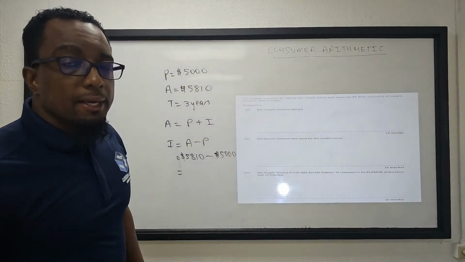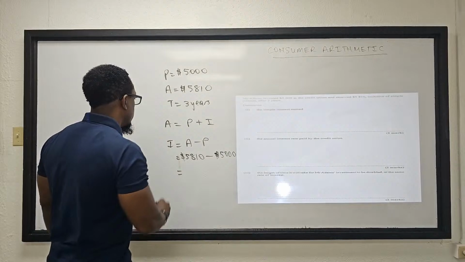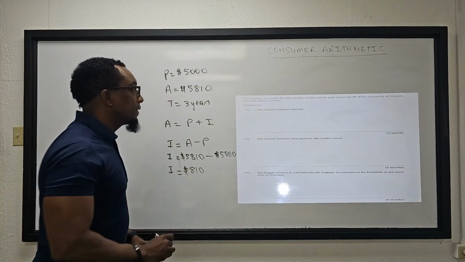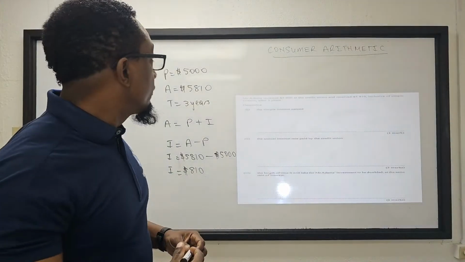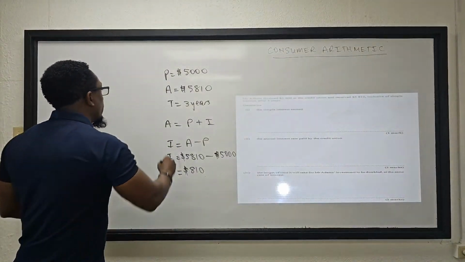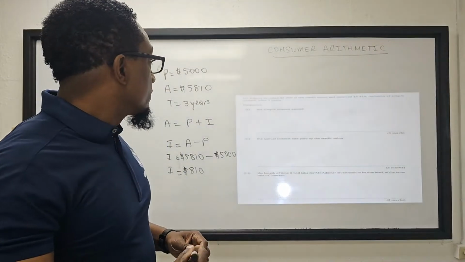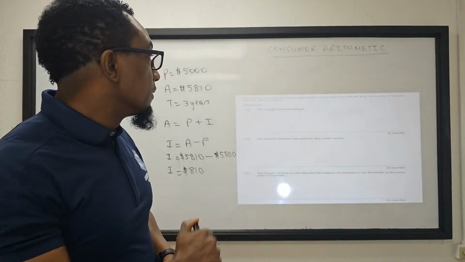And of course, when we subtract those two, our interest will be equal to $810. So the simple interest earned for part 1 of this second question is $810.